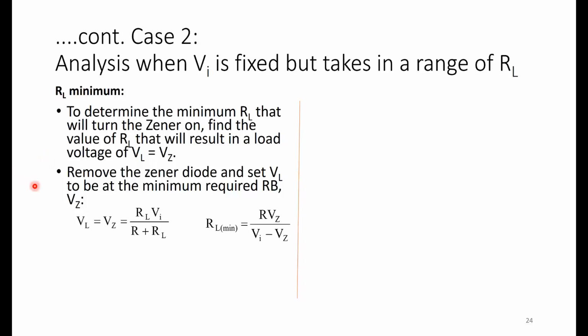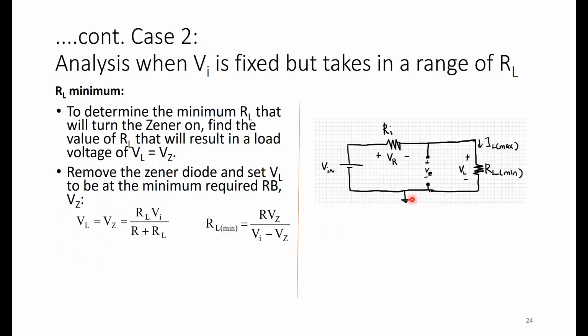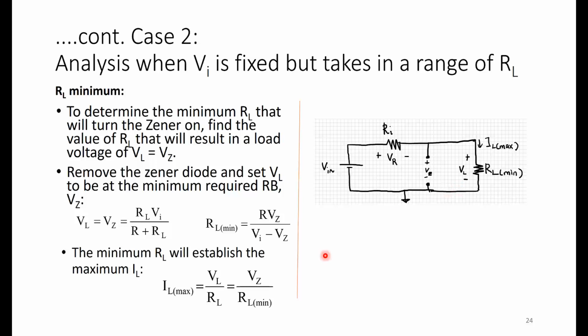We use the same thing, VL equals RL times Vin over R plus RL, but in the case of RL min, we set VL to be equal to Vz. In our first case, we found the value for VL and compared it with Vz. But here we set it equal to Vz, and when we do that, we can find RL min.